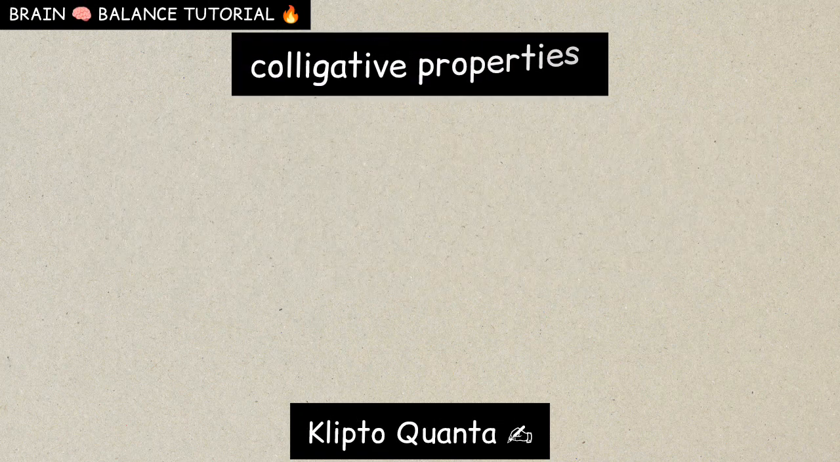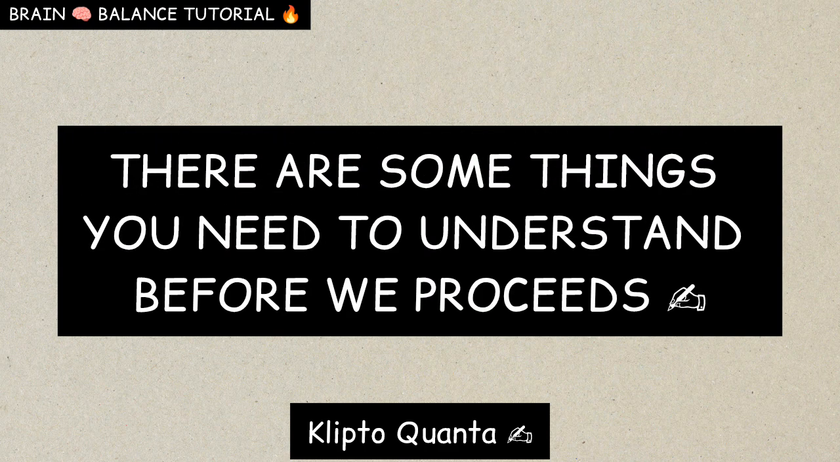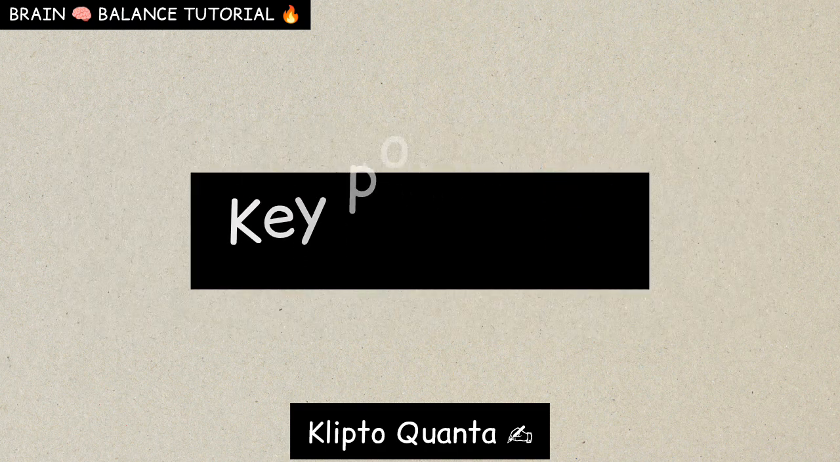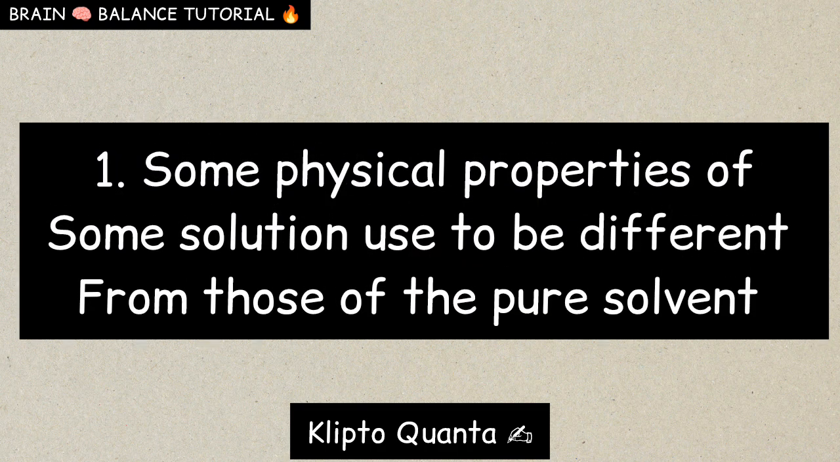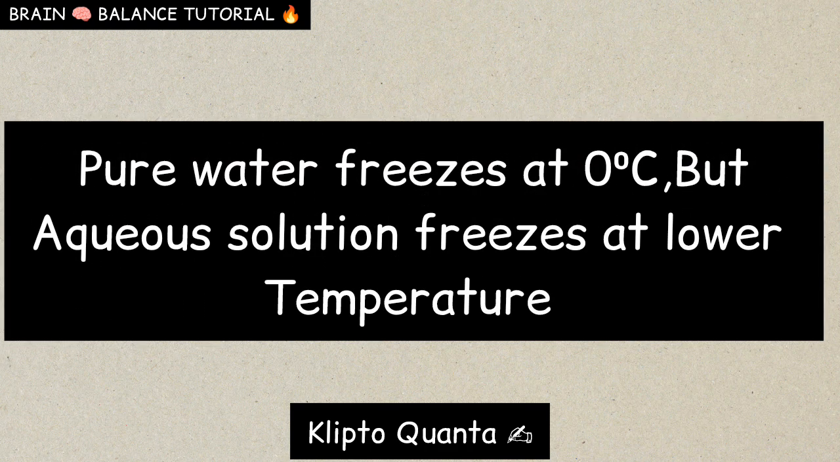We'll be discussing colligative properties, and there are some things that you need to understand before we can proceed to colligative properties itself. The first key point is that there are some physical properties of some solutions that used to be different from those of the pure solvents. Let's take an example. Pure water usually freezes at 0 degrees Celsius, right? When you add a salt to the water, changing it to an aqueous solution, it will freeze at a lower temperature.